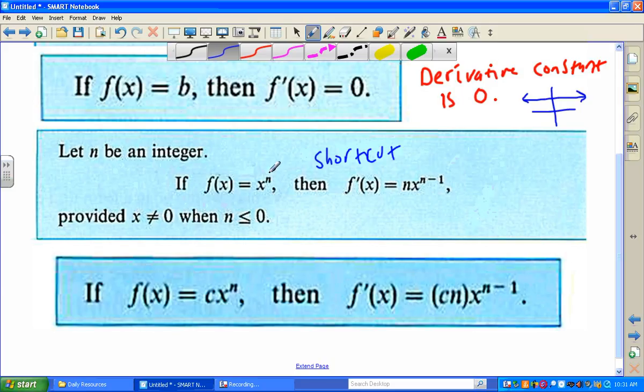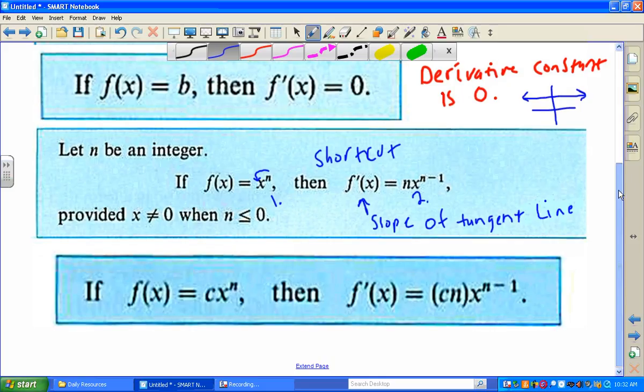If f of x equals x to the n, the derivative means you drop the exponent down, then you subtract 1. It's a two-step process. First step, you drop the exponent. Second step, you subtract 1 from it. When you do that, it gives you the derivative, or the slope of the tangent line. It does not give you the y value. It gives you the slope of the tangent line, which is the instantaneous rate of change.